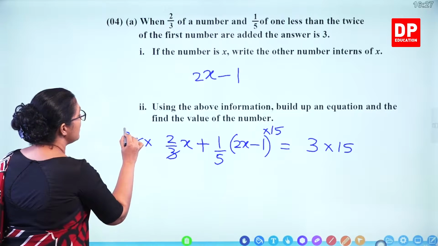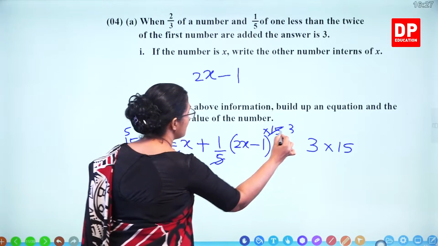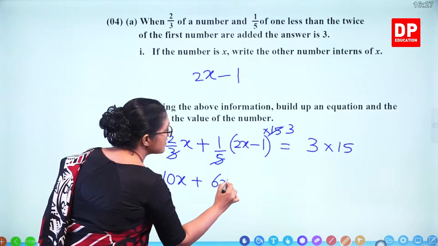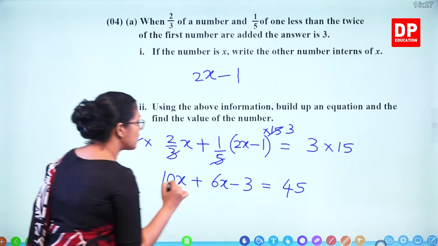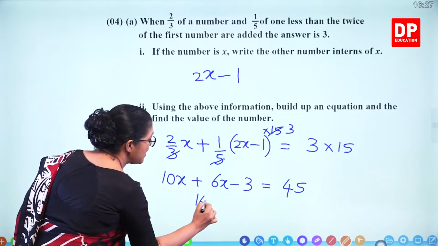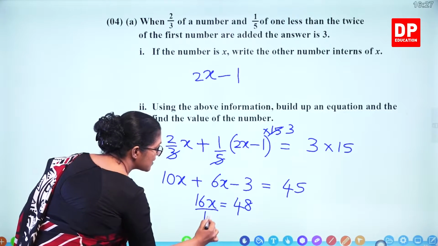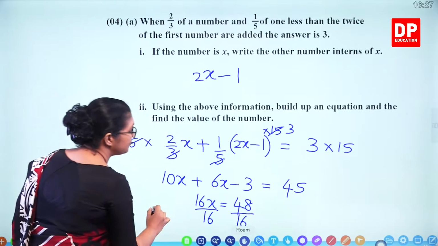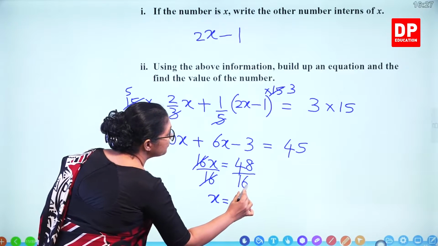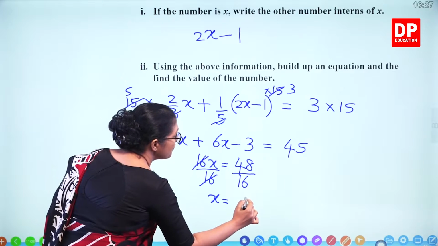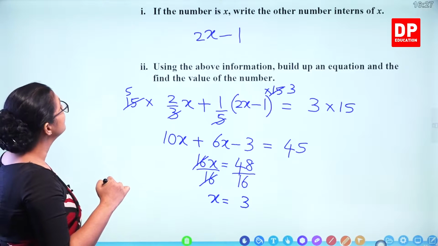So you get 5 times 2, 10, 10x. Here 5 times 15, this is 3. So 3 times 2x, 6x, 3 times minus 1, minus 3. So 3 times 15, you get 45. So 10 and 6, 16x is equal to 45 plus 3, 48. So what is x? Divide by 16. x is equal to 48 divided by 16. So x is 3.